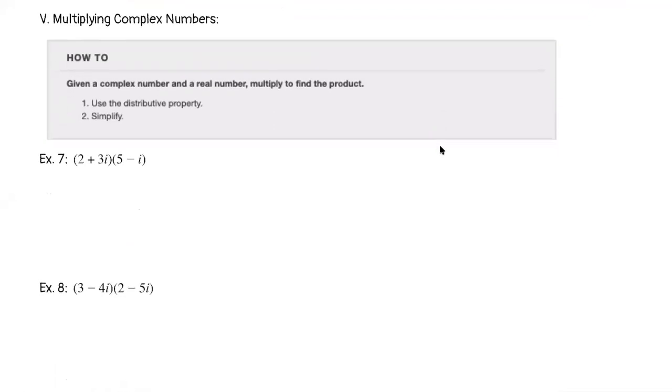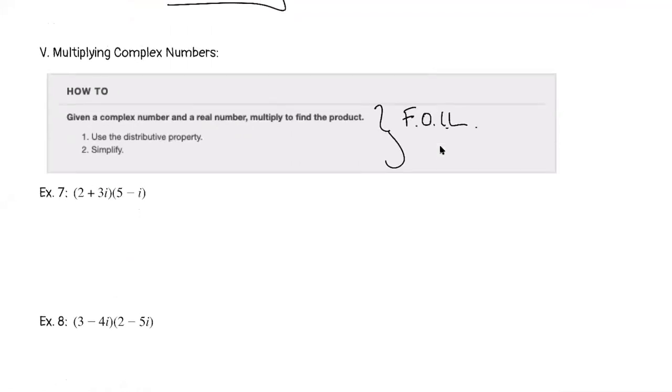Let's move on to multiplying complex numbers. How do we multiply complex numbers? We distribute and we simplify. For some of us, it may be helpful to remember the acronym FOIL. You've maybe heard FOIL before at some point in your academic career. Anybody remember what FOIL stands for?